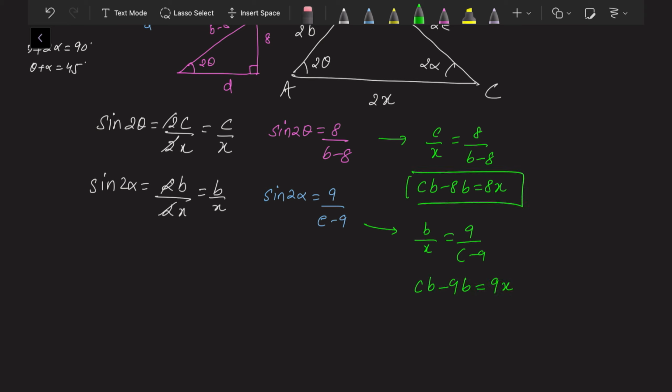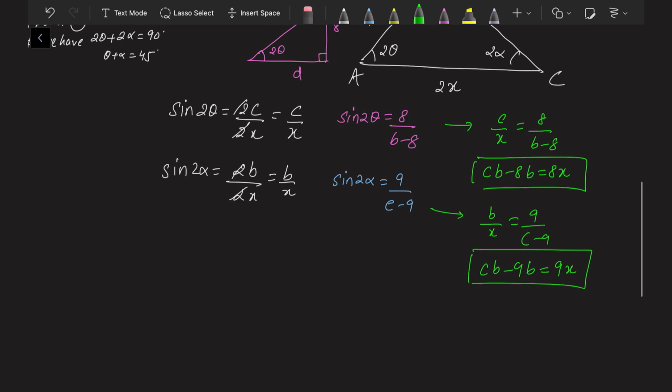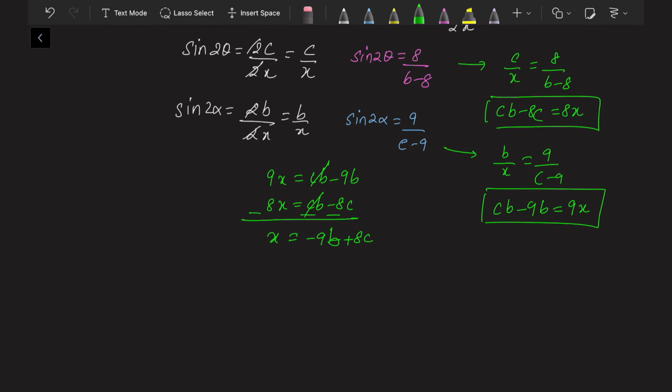So we have these two particular equations, and let us solve them. First of all, we have 9x equals eb minus 9b, and the other one we have 8x equals eb minus 8e. If we just subtract these two equations, we'll have x equal to eb, and eb cancels out. Negative 9b, sorry, we have taken b twice. Wait, it's going to be 8e over here. My mistake, 8e. So it's going to be 8e over here also. Okay, so negative 9b plus 8e. Hence finally we have this first important relation: 8e minus 9b equals x.